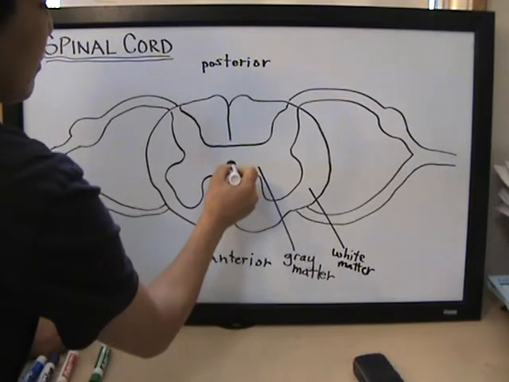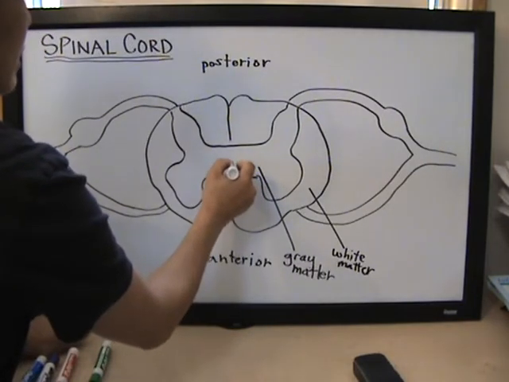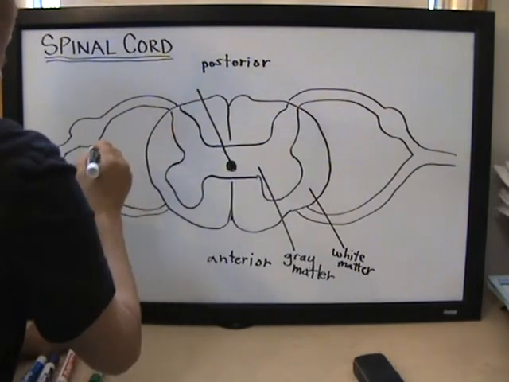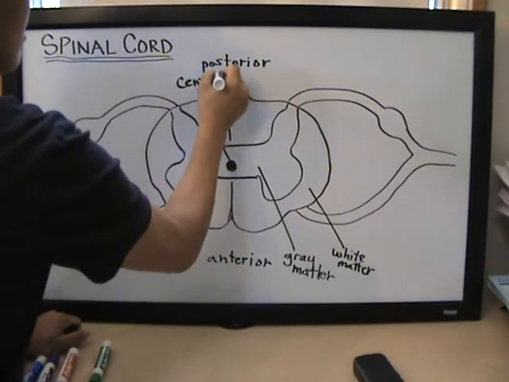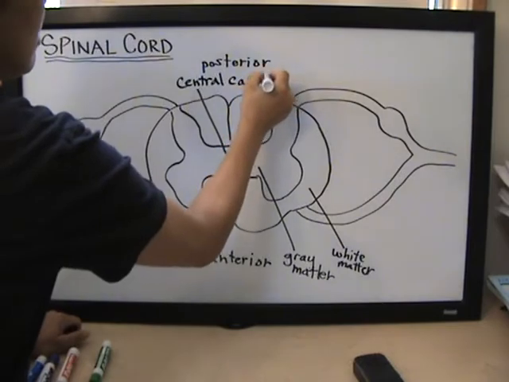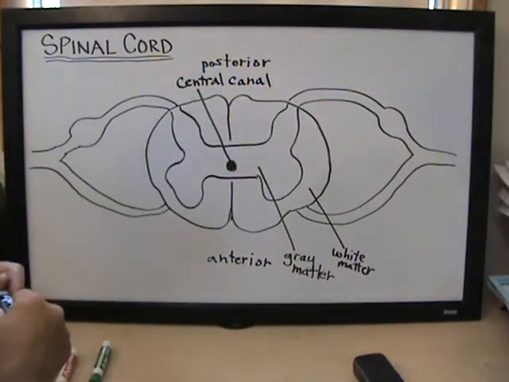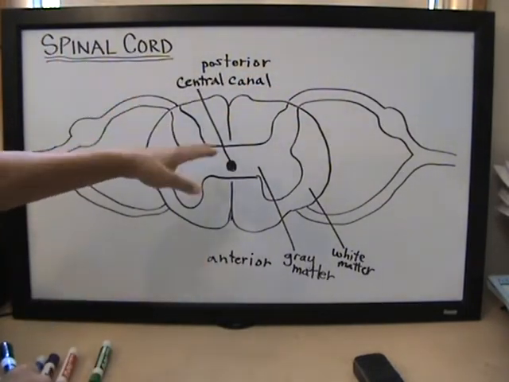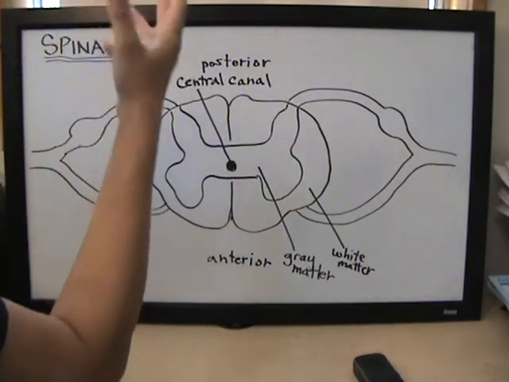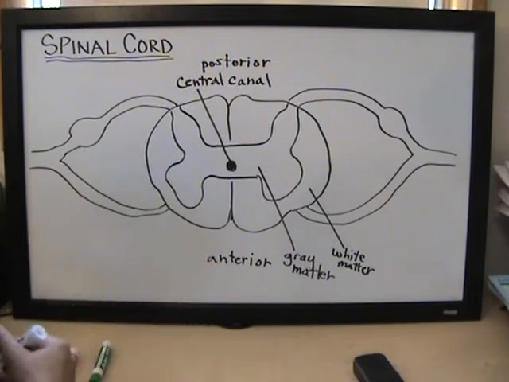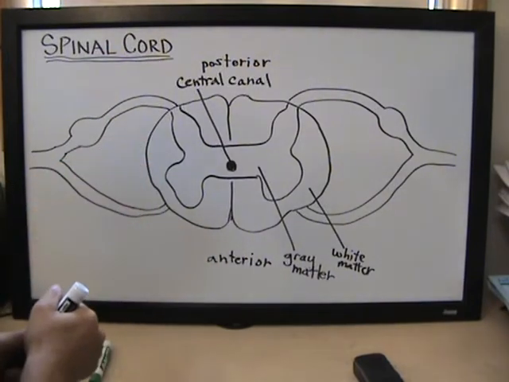In the middle here we have a tube which contains cerebral spinal fluid called the central canal. Remember, the CSF, the cerebral spinal fluid, circulates through that from internally in the brain, and it comes straight down the spinal cord.